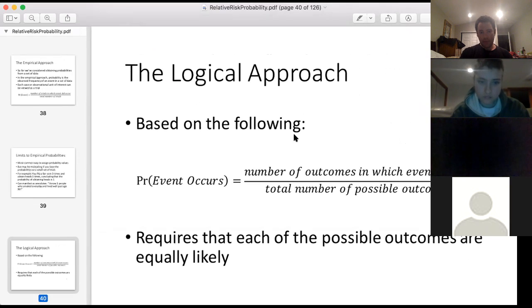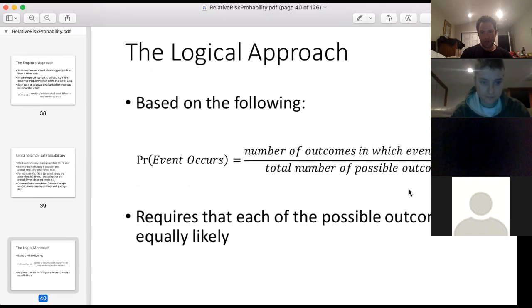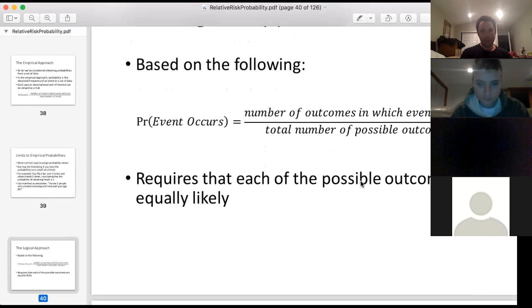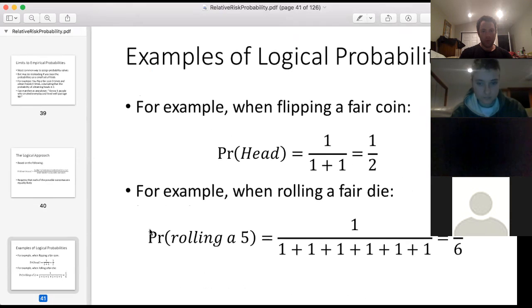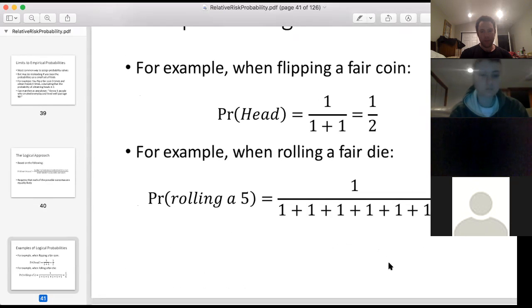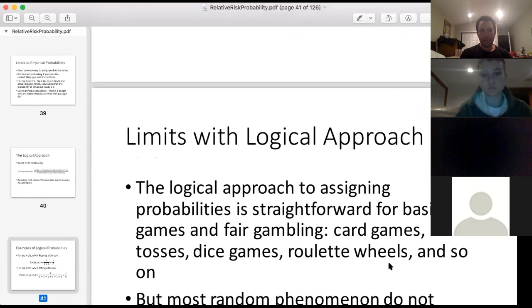Next we have the logical approach, which is based on the number of outcomes in which an event occurs over the total number of possible outcomes. It requires that each of the possible outcomes be equally likely. For instance, we can use the probability of flipping a coin, which is 1 in 2, or the probability of rolling a fair die, which is 1/6 for each of the different possibilities, because there are 6 sides.